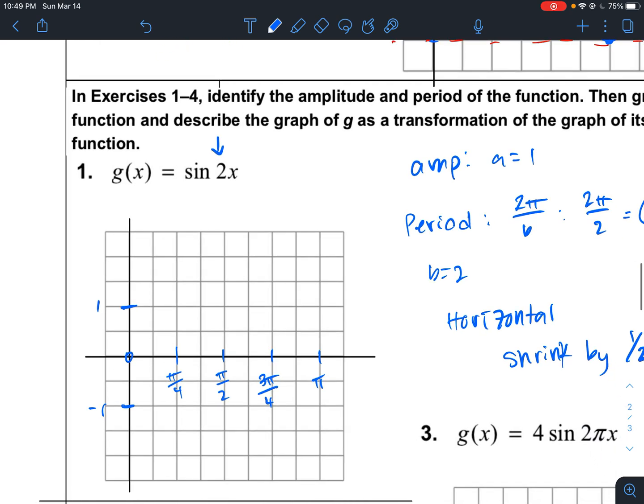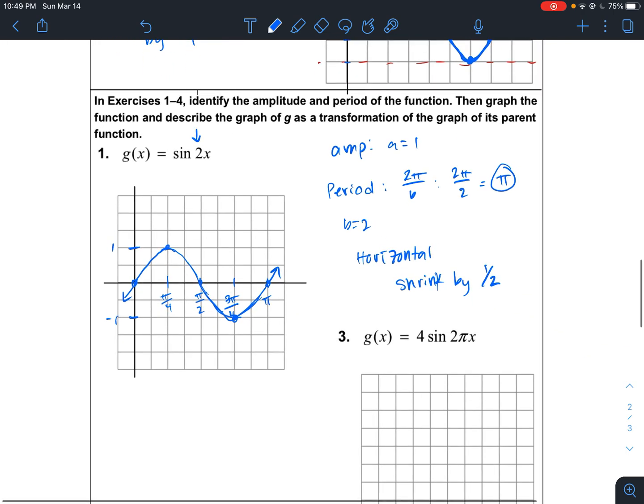That's how I remember it. So we go up, and we'll be right here. And then we have to come back through to our x-axis. And then we'll probably be about right here. And then we have to come up for pi. So there's one full cycle. So there's our period. Okay.